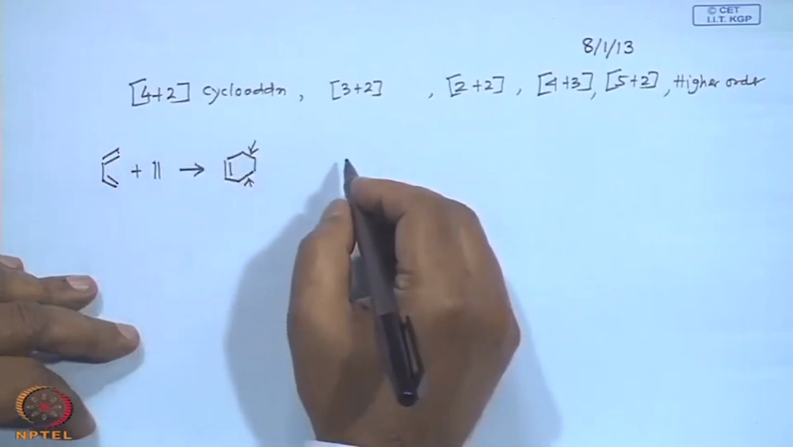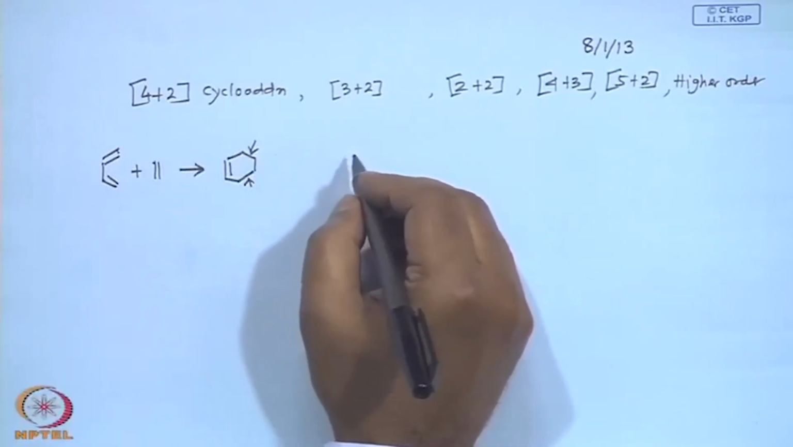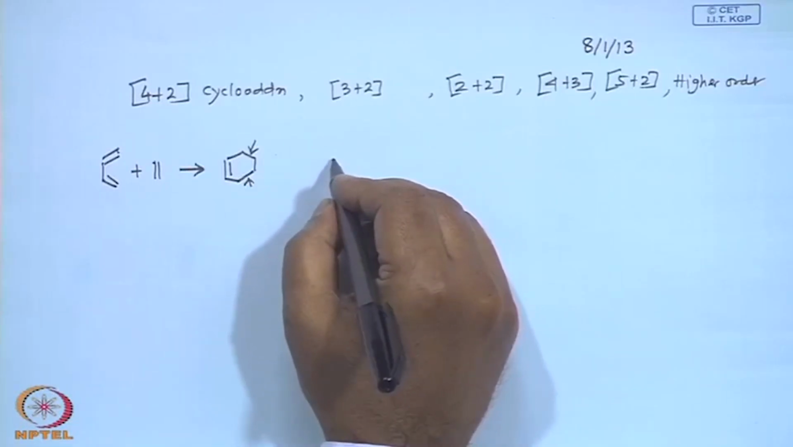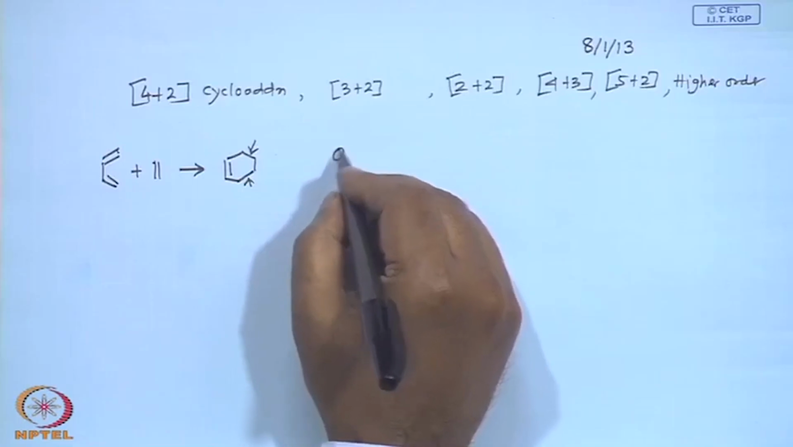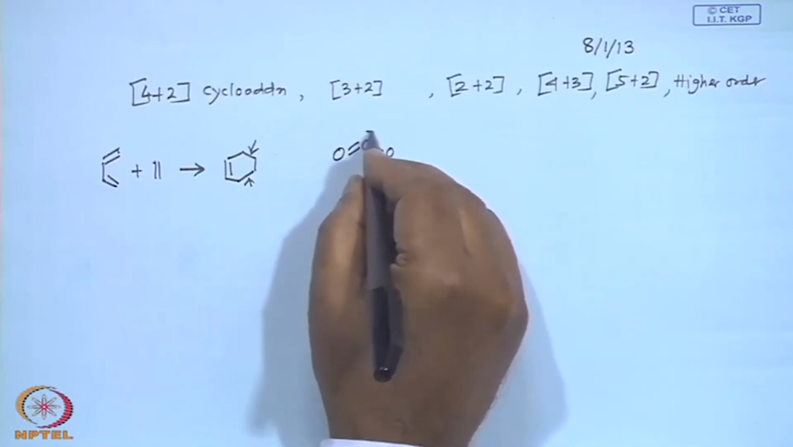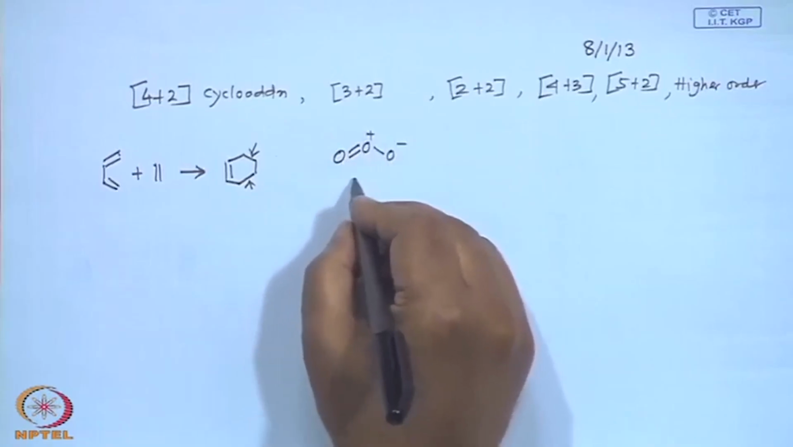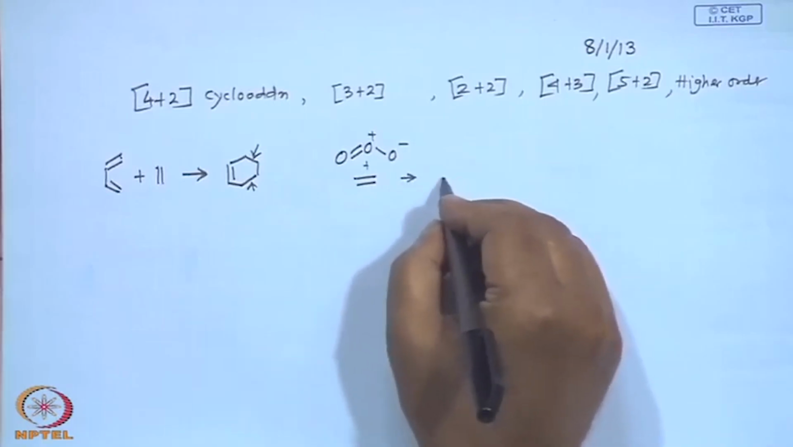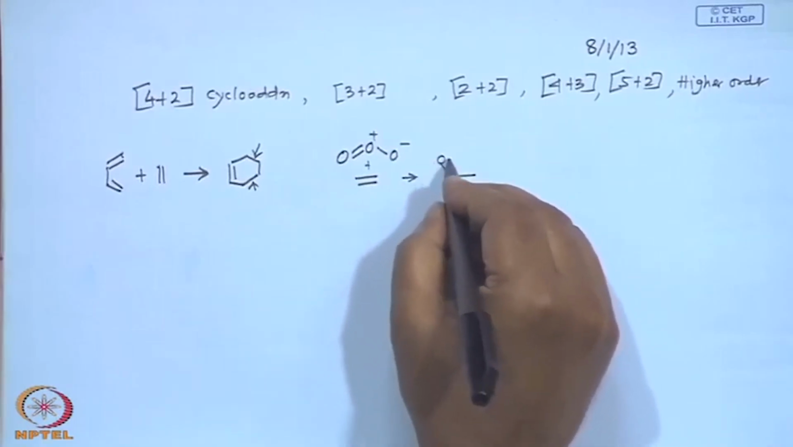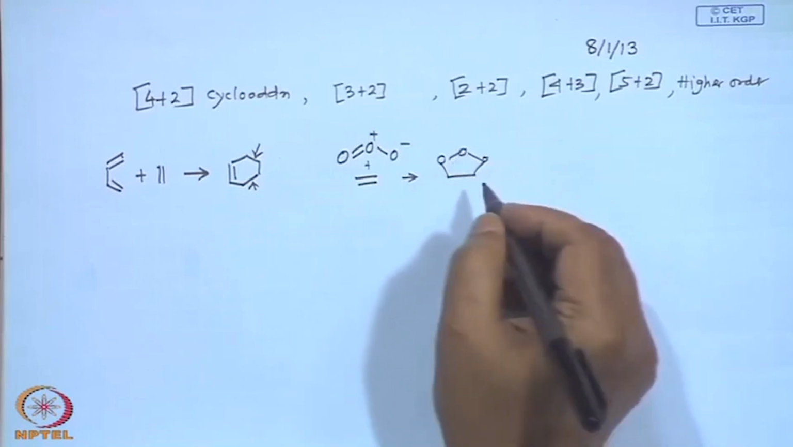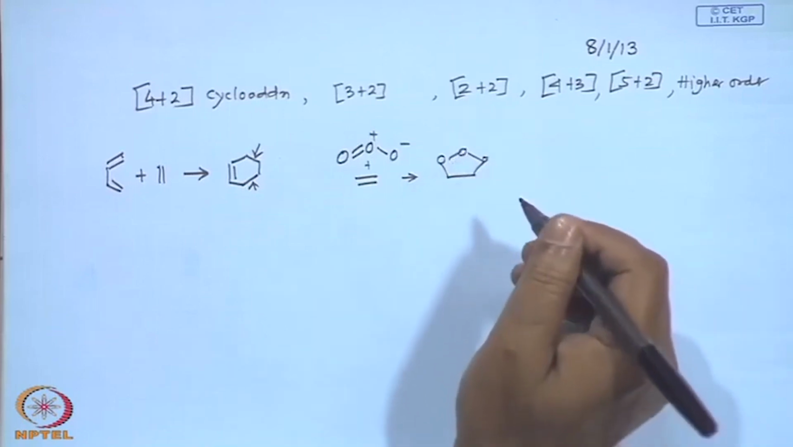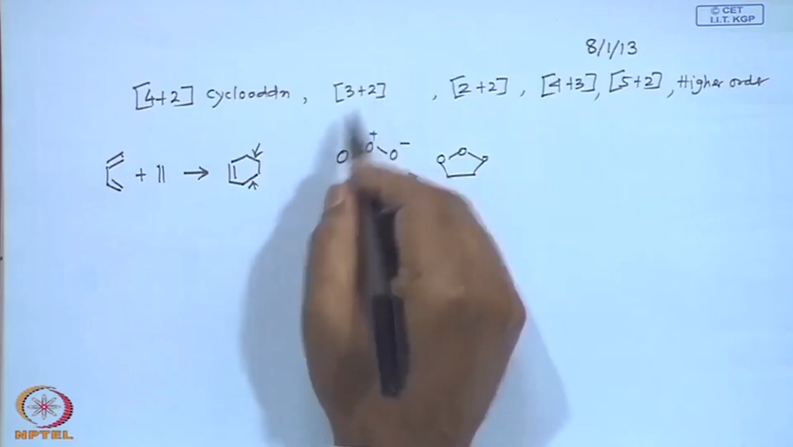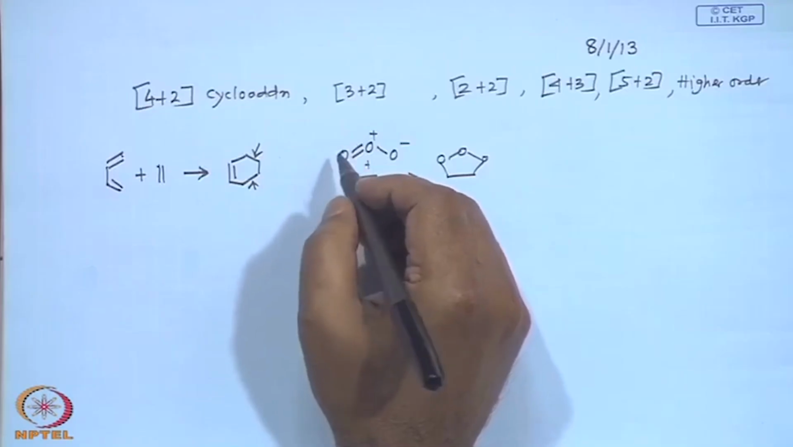Let me give you one more example that would clarify. Let us say a 3 plus 2 cycloaddition reaction. I think all of us know it: ozone, and if you react it with an olefin, first it forms the molozonide. So, how do you classify this reaction? This reaction is classified as a 3 plus 2 cycloaddition reaction.